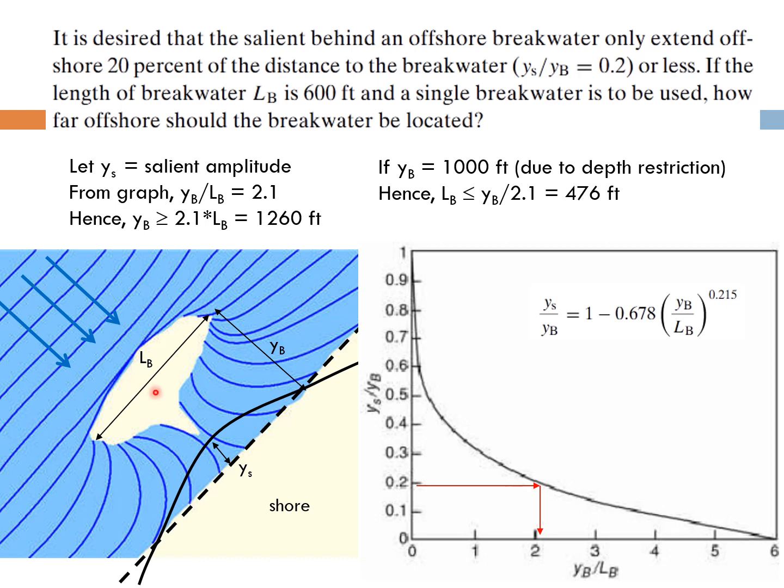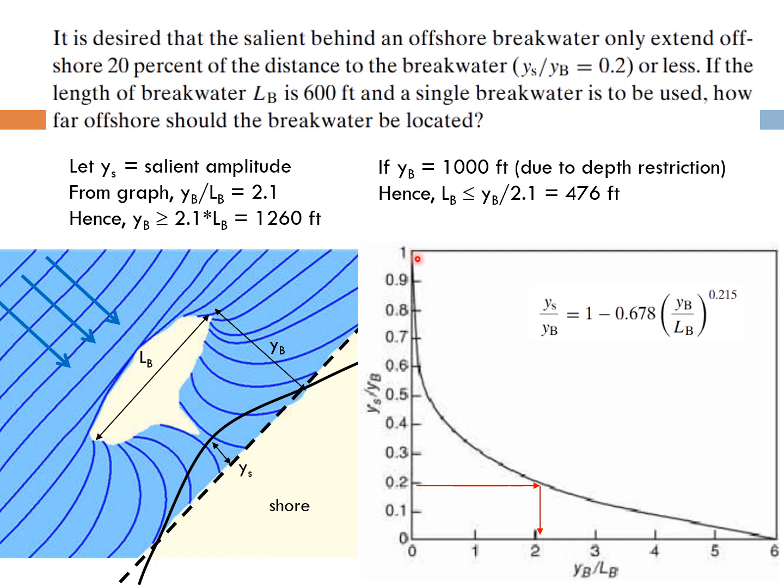Of course, we don't normally locate the breakwater very far away from the shoreline because it will be very costly to build a breakwater in deep water. Meanwhile, if YB over LB is a small number towards the left of the graph, that means the breakwater is much closer to the shoreline, then we notice that YS over YB becomes larger and larger, which means that the amplitude of the salient may grow to 30%, 50% of the distance to the breakwater, and of course in the limiting case, YS over YB will equal 1, meaning that a tombolo will form.